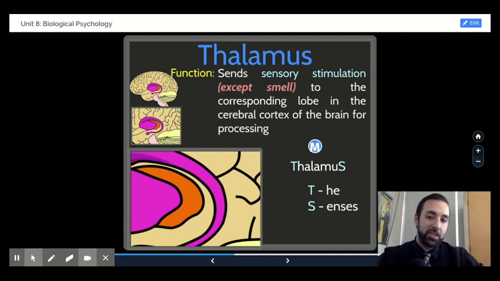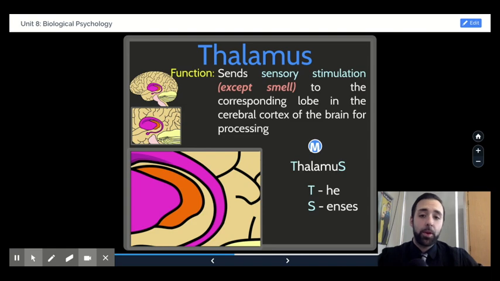So the only sense that this doesn't function with is smell. We'll talk more about smell when we actually get to our unit on the senses. I'll tell you all about our brain region associated with smell, the olfactory bulb. But for now, the thalamus is responsible for taking sensory information, so what it is that you see, what it is that you hear, what it is that you're feeling, and sending that to the cerebral cortex, the wrinkly part of your brain, where it will be processed at the final point. Again, we'll talk about the cerebral cortex and those lobes in the next task.